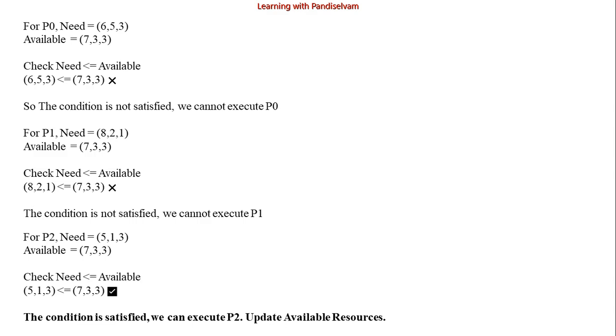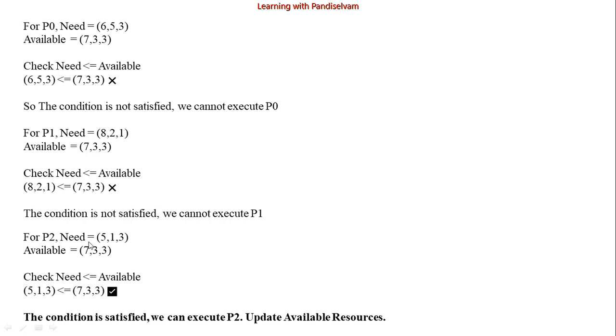So P2, the need of P2 is 5, 1, 3. Available resources are 7, 3, 3. So now we can satisfy the condition need less than or equal to available. So now we can execute P2.